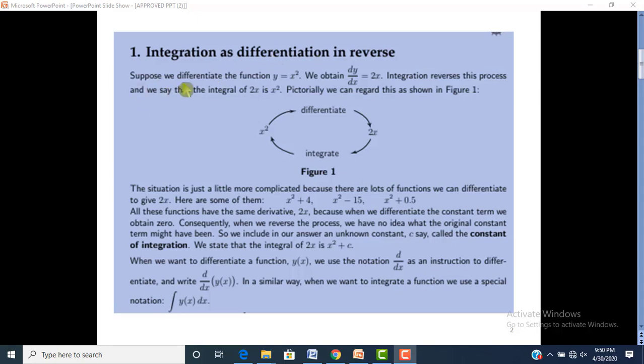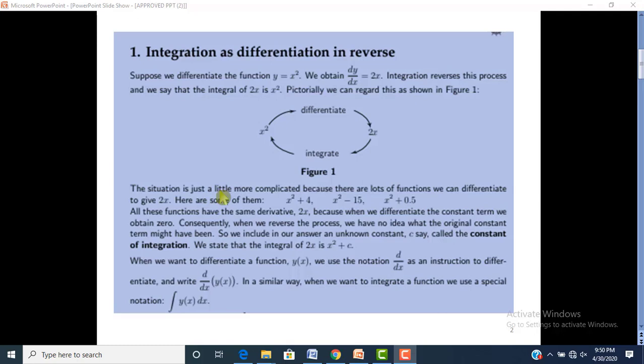Suppose we differentiate the function y is equal to x square. Then we obtain dy over dx, meaning change in y with respect to x will be 2x. And if we integrate this differential equation, then the integral of 2x will be x square. This is a simple diagram which shows that x square after differentiation goes back to 2x, and 2x after integration changes into x square.